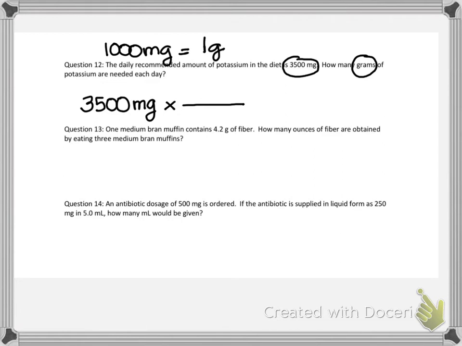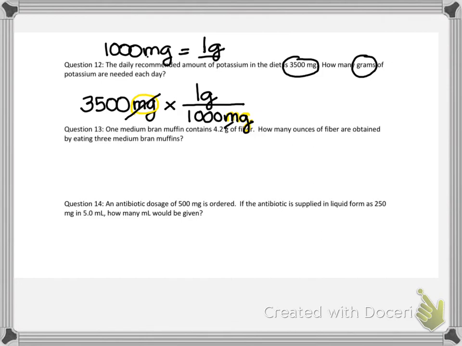So to write my equality, one's going to go on the top and one's going to go on the bottom. Now, how will I know which is which? Okay, I'm given milligrams. So I am going to want milligrams on the bottom. Now, the reason is because I want them to cancel. So I'm going to write the 1,000 milligrams on the bottom, and then the 1 gram on the top.